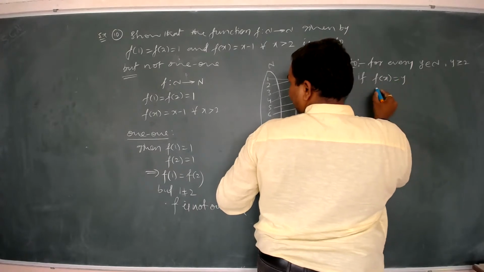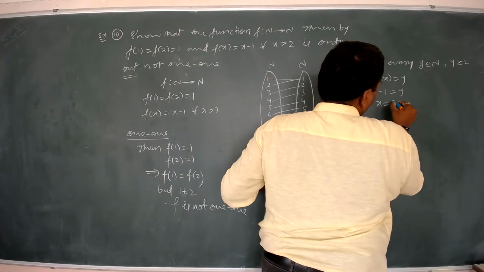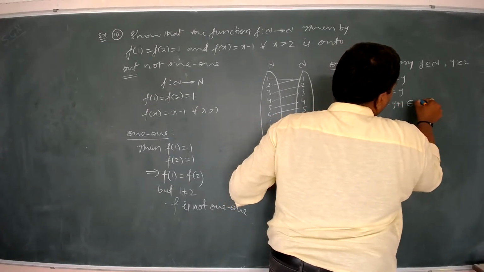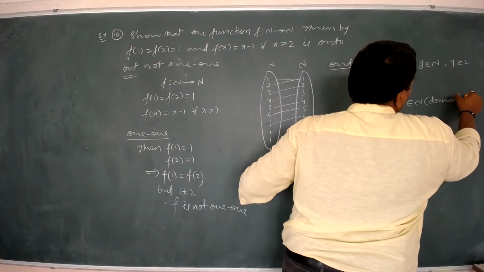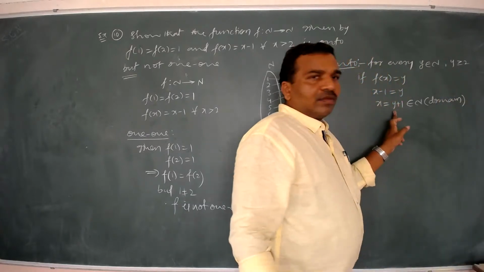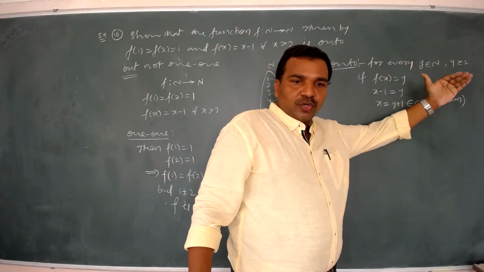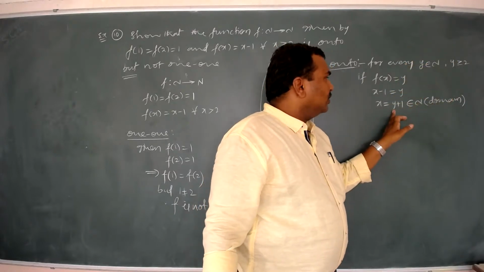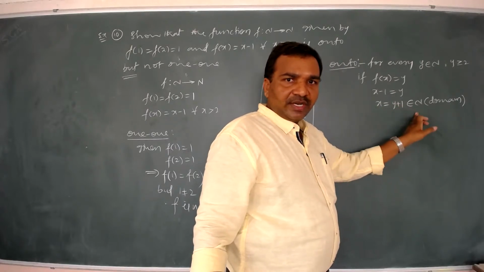What is f of x? x minus 1 equal to y. What is x? y plus 1. Does it belong to the domain or not? As it is a natural number only. Correct? What is y? Natural number. It is from 2 only. So y value is 2. Then what is the y plus 1 value? 3 only. 3 is also a natural number.